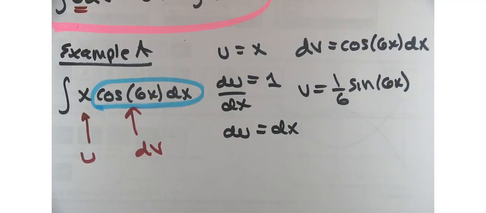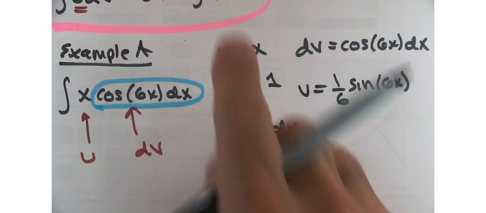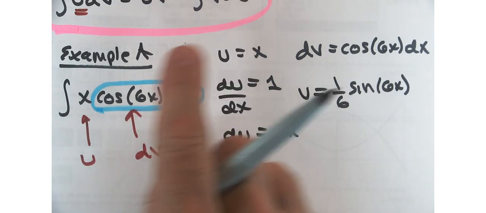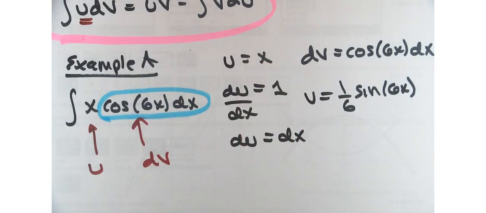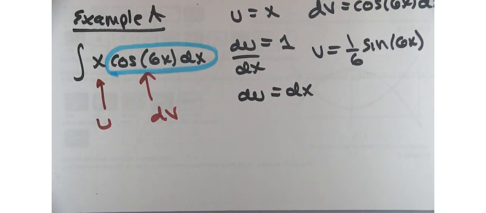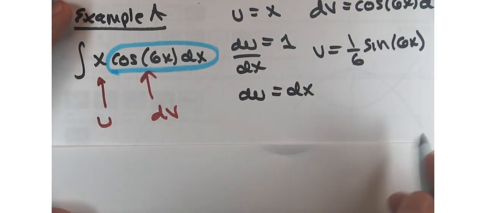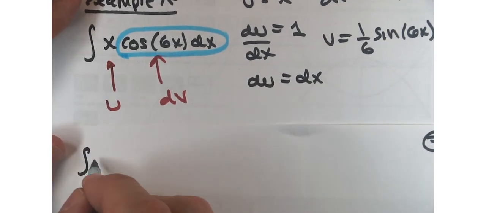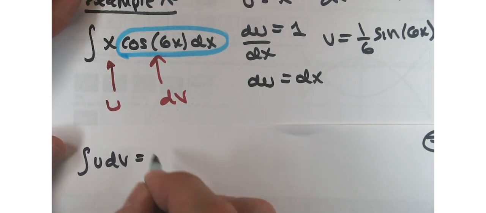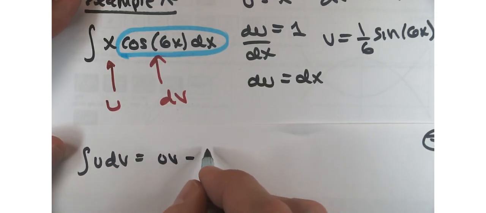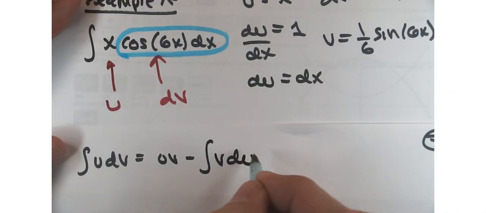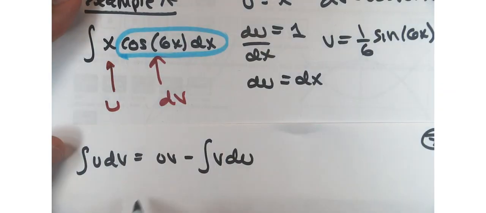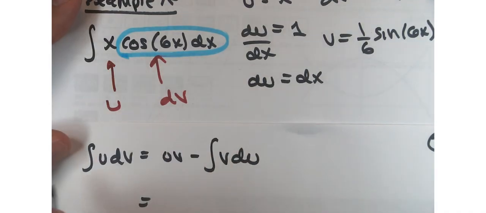So let's take a look back at our formula. The formula says if I've got this, I can rewrite it as u times v minus the integral of v du. All right, so let's line those things up. The integral of u times dv equals uv minus the integral of v du. So in our case, that's going to be this one right here.